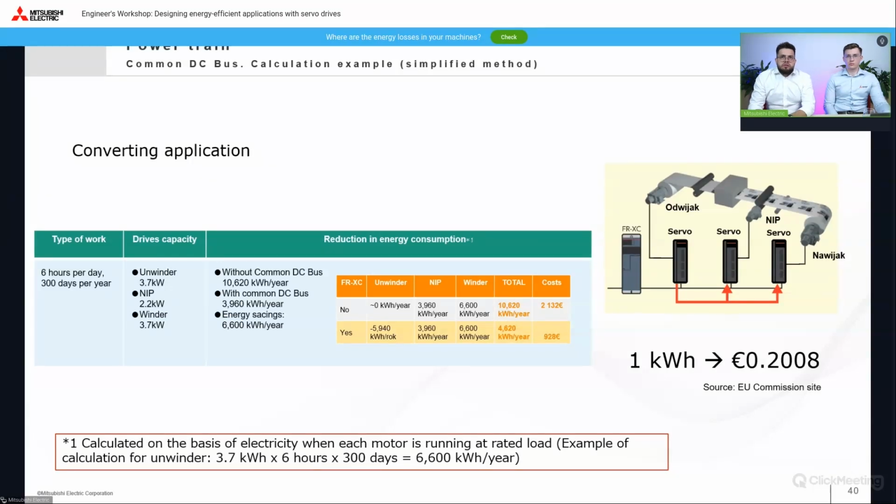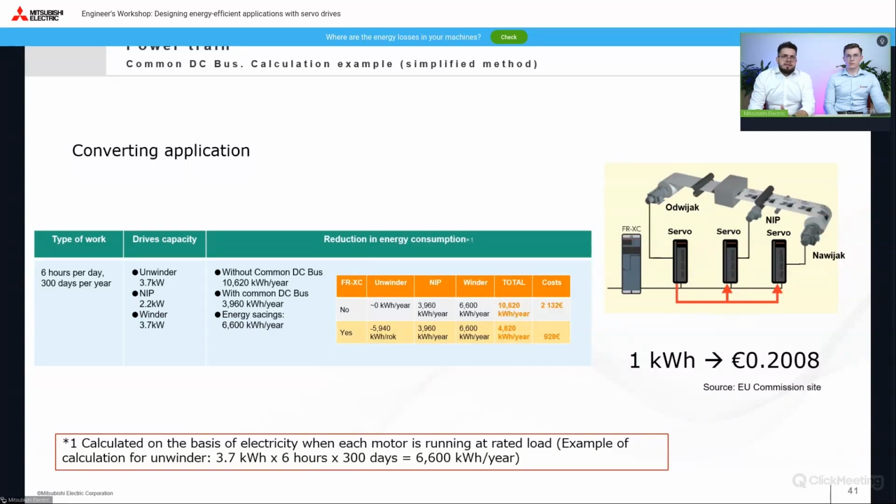The unwinder works in regenerative mode, so it does not consume energy, only the logical part of the amplifier. It produces it, and we will dissipate it in the braking resistor. The NIP consumes around 4 kilowatt hours per year, and the winder around 6.6 kilowatt hours per year. So in total we have around 10.6 kilowatt hours per year, and the cost comes to around 2,100 euro per year.